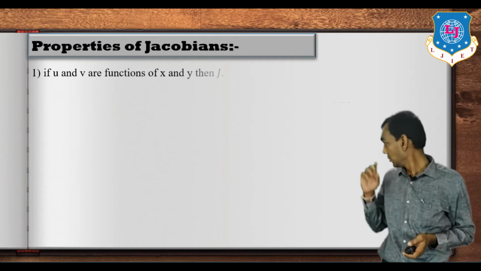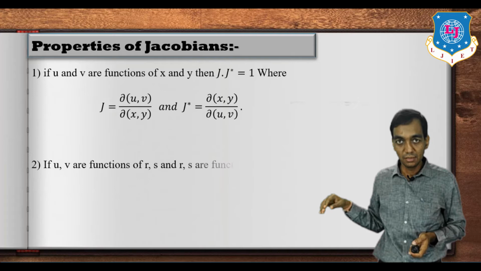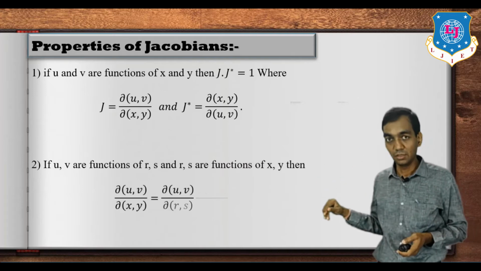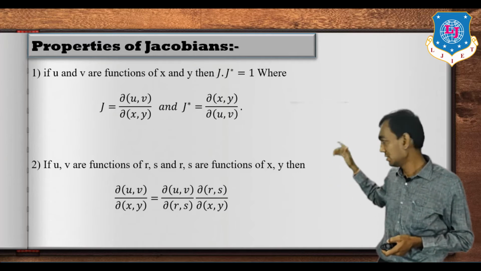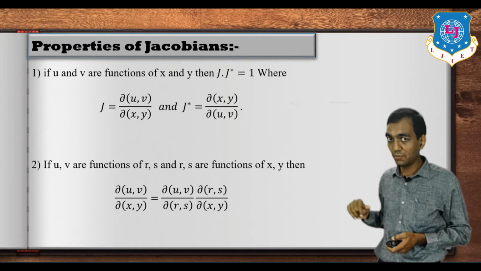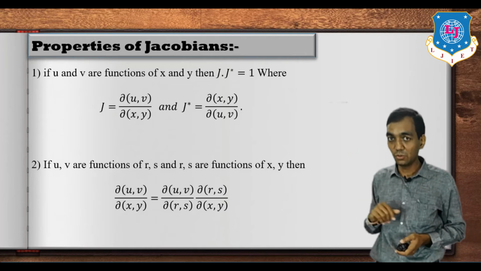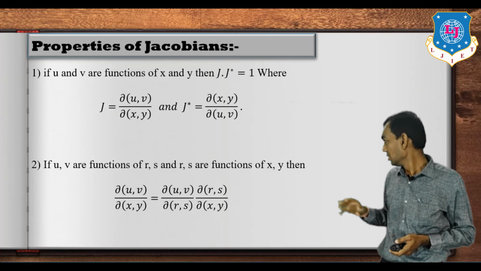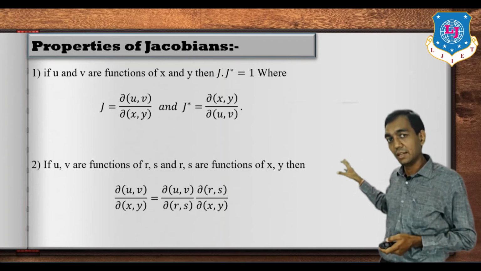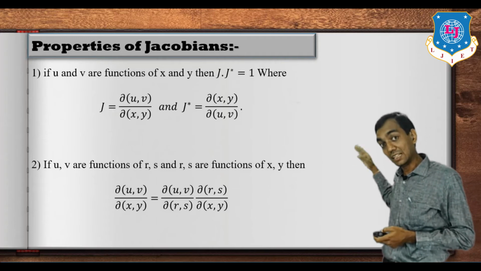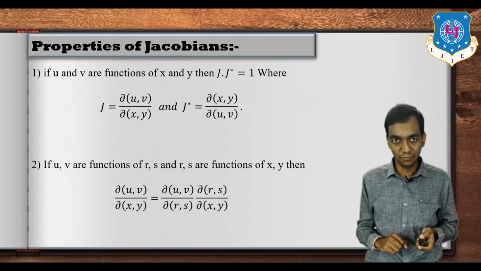Now, the properties of the Jacobian. The first property: if u and v are functions of x and y, then J into J dash is equal to 1, where J is the Jacobian of (u, v) with respect to (x, y), that means del of (u, v) upon del of (x, y), and J dash is the Jacobian of (x, y) with respect to (u, v). That means if you take the Jacobian of u, v with respect to x, y, and J dash is the Jacobian of x, y with respect to u, v, then the multiplication of them will be 1.